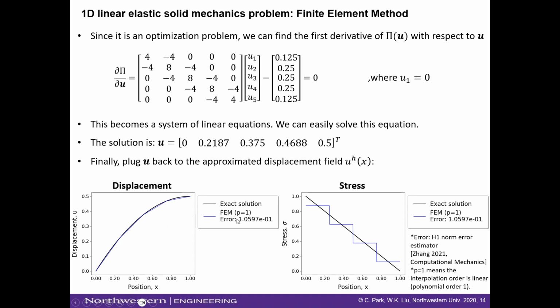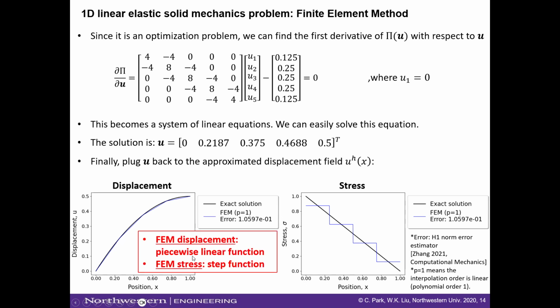You can see here, the exact solution was a smooth field, but now our finite element solution is piecewise linear with 4 segments. And if you look at the stress, which is the first order derivative of the displacement field, you can see here they are stepwise. It is quite obvious. And there's an error. For this error, I collected the H1 norm error. You can see this paper if you want the details. But the error value was 1.0597 times 10 to the minus 1.